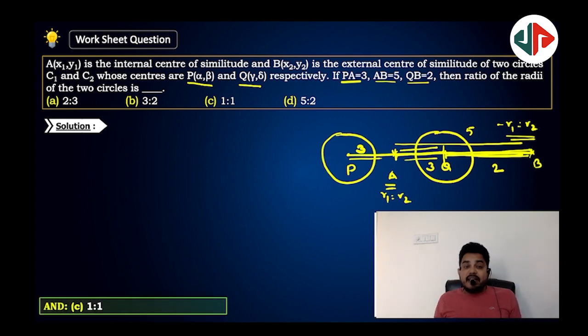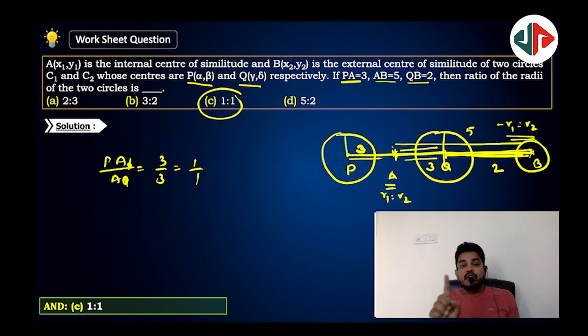But technically this question is wrong, because when R1 is to R2 are equal radii, there is no external center of similitude. So here PA by AQ is equal to 3 by 3, so it is 1 is to 1. But technically this question is wrong. Why? If the radii are equal, there is no external center of similitude.